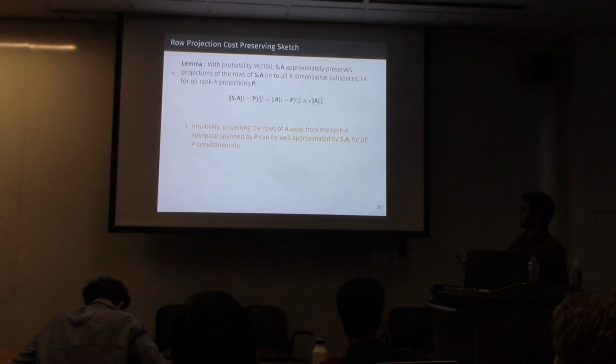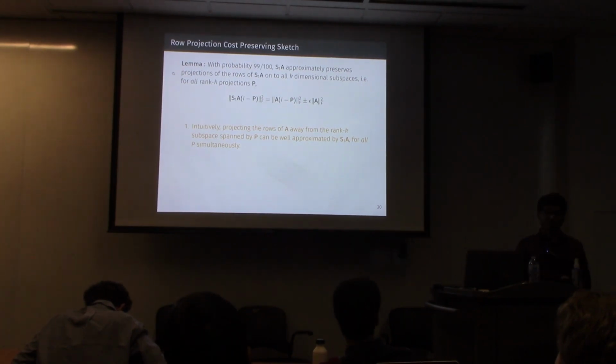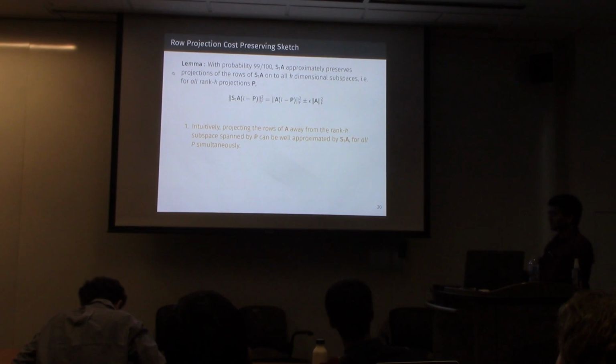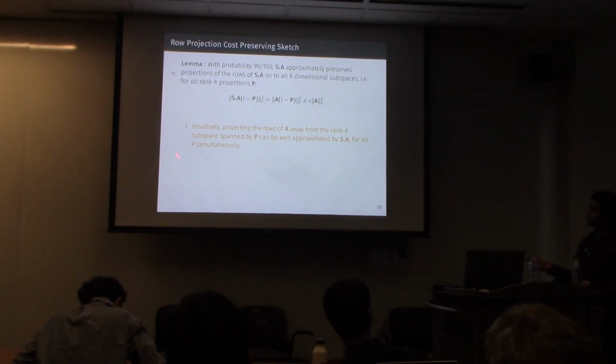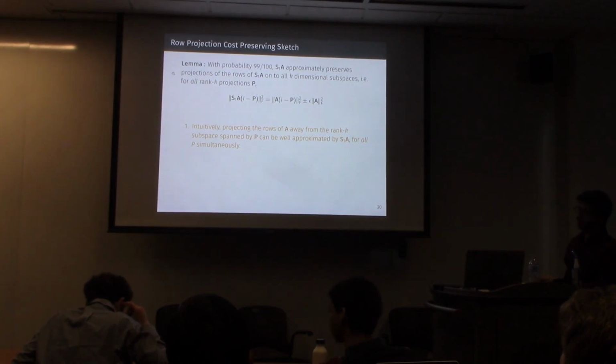So this is a complicated guarantee. It takes a bit to understand what it's saying. But the crucial part is that you're preserving the projection away from all rank K subspaces simultaneously. Essentially, this is saying, forget about your original matrix, look at the smaller matrix. The projection that you care about, which is a projection onto a rank K subspace, you can approximate it just using S1A. And you can do this for all rank K subspaces simultaneously. So this is a very strong guarantee, and it's going to be central to the rest.